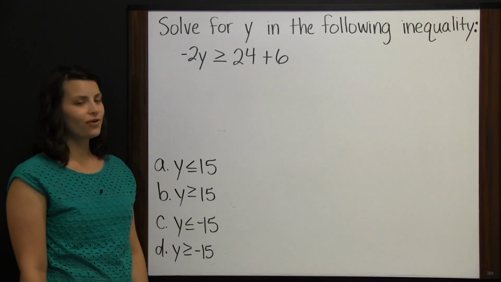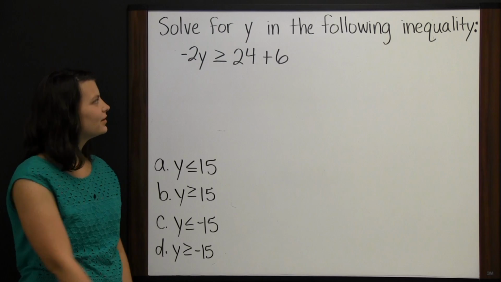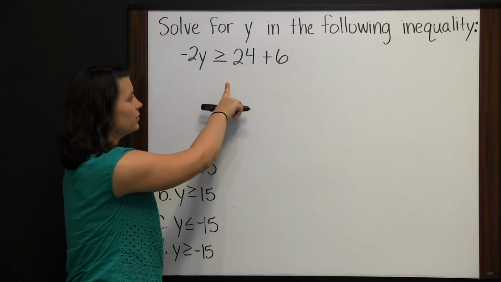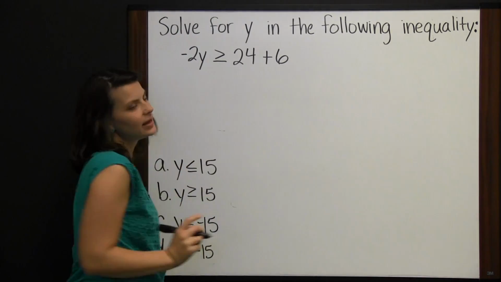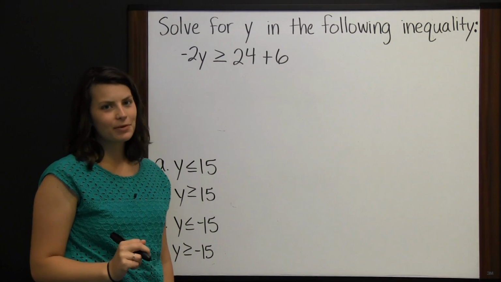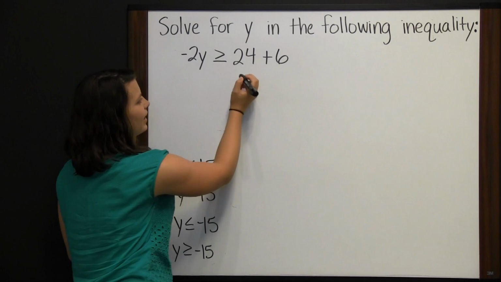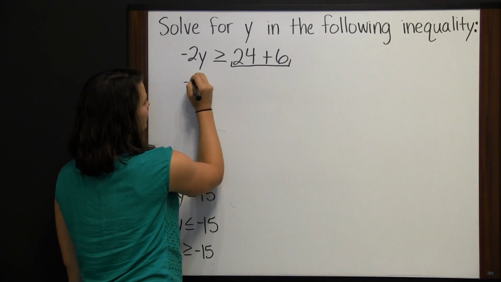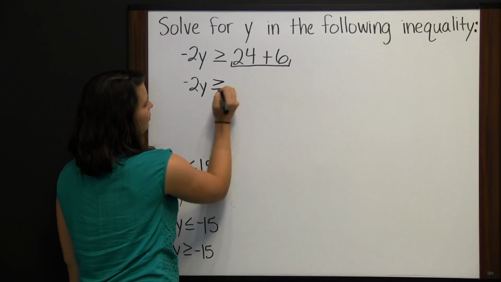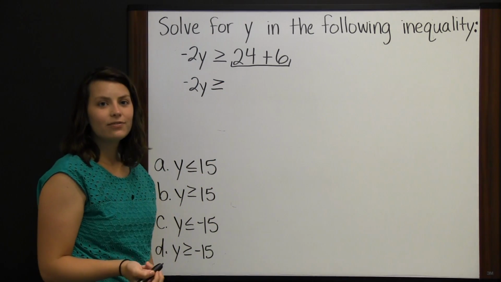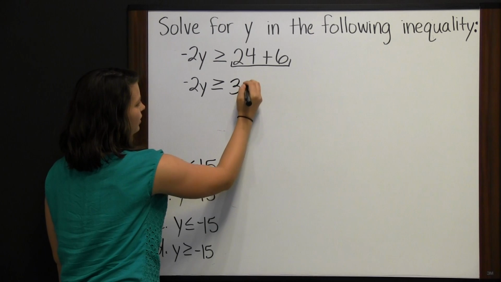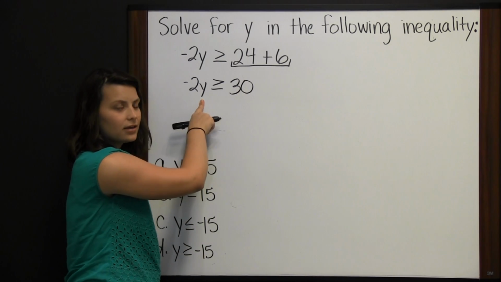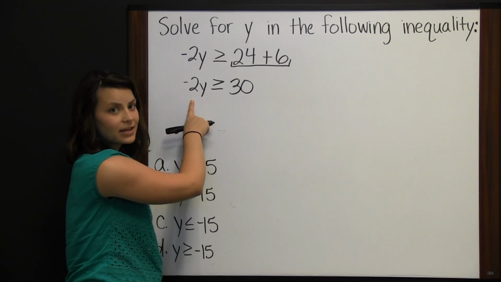Solve for y in the following inequality. Negative 2y is greater than or equal to 24 plus 6. So the first thing we want to do is combine these like terms, 24 plus 6. So we have negative 2y is greater than or equal to, and 24 plus 6 is 30. To solve for y, we need to divide by a negative 2.